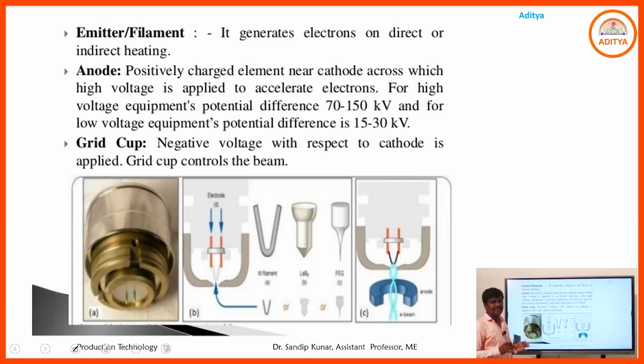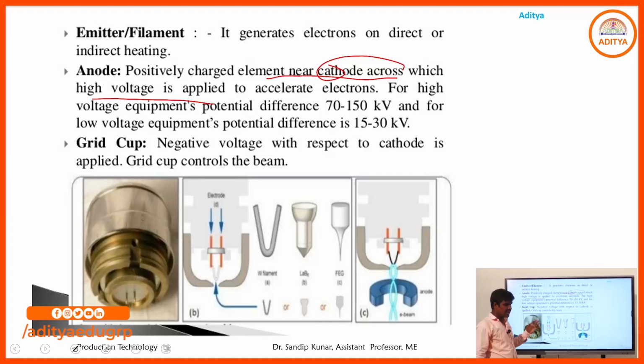Emitter and filament means that will help to generate a high amount, or higher velocity, of electron beams. The anode is generally near the cathode. That positively charged anode is kept near the cathode, across which high voltage is applied to accelerate the electrons. One power supply will be connected to the anode and cathode, means anode and another filament material.